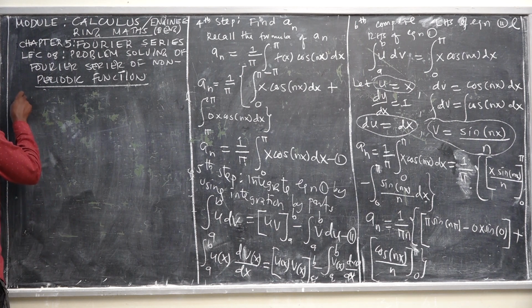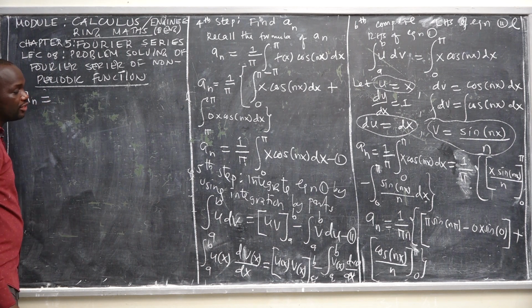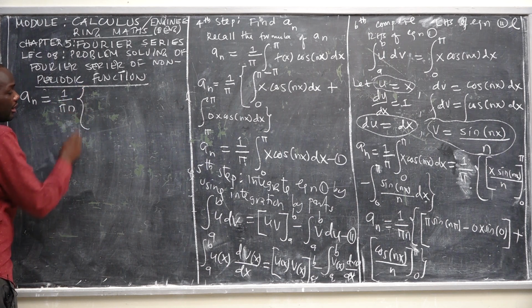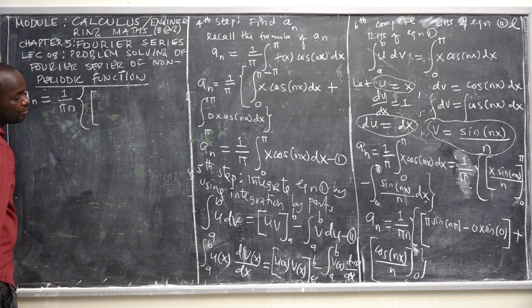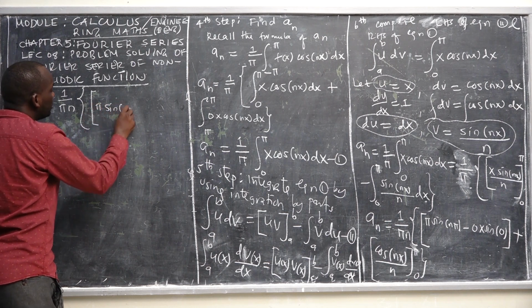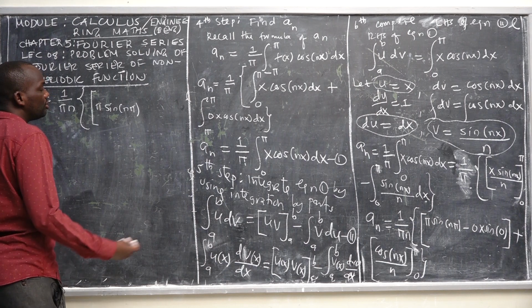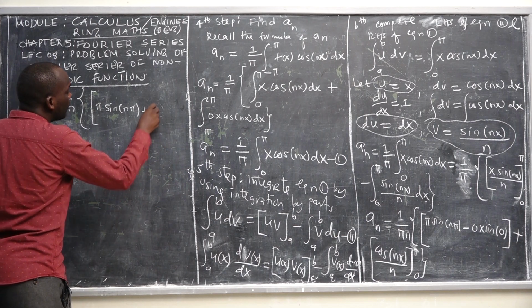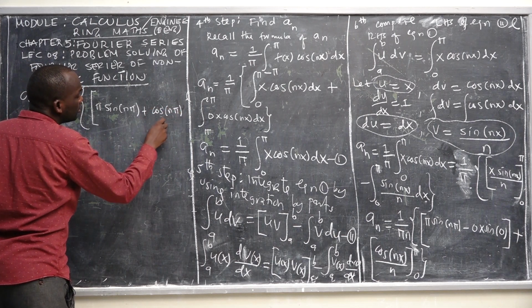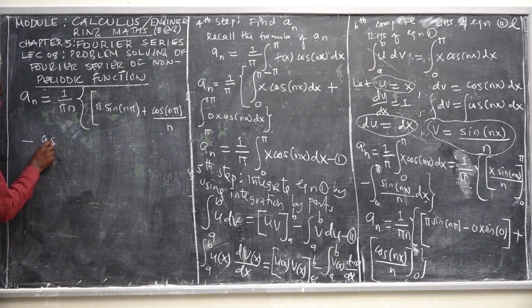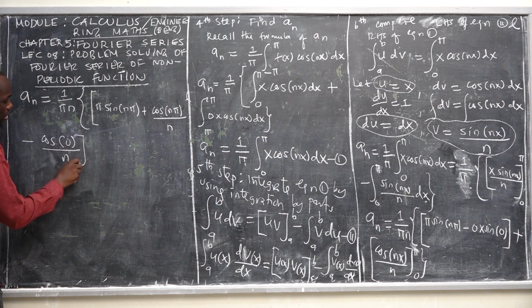So what is a_n? But Faraja is always writing. a_n is equal to 1 over pi n. Then we have pi sine of n pi minus 0, then plus, substituting the limits, cosine of n pi over n minus cosine of n times 0, which is cos of 0 over n. Are we together?